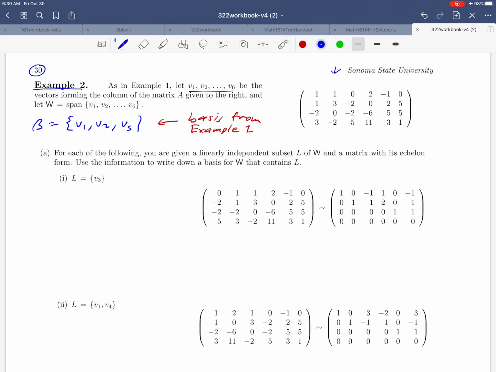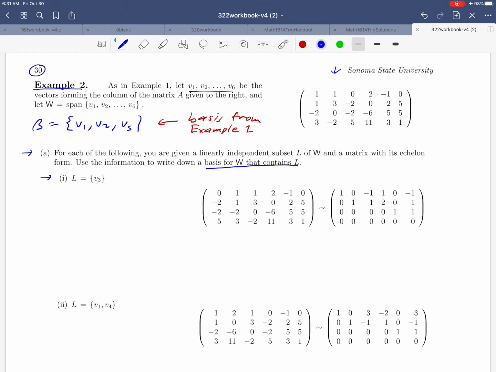All right, so with that in mind, let's read part A. See what they're asking us here. For each of the following, you're given a linearly independent subset L of W, the subspace that we're talking about, and a matrix with its echelon form. Use the information to write down a basis for W that contains L. So for example, in part 1 here, they're starting us off with a set that contains one vector in it: L equals {v3}.